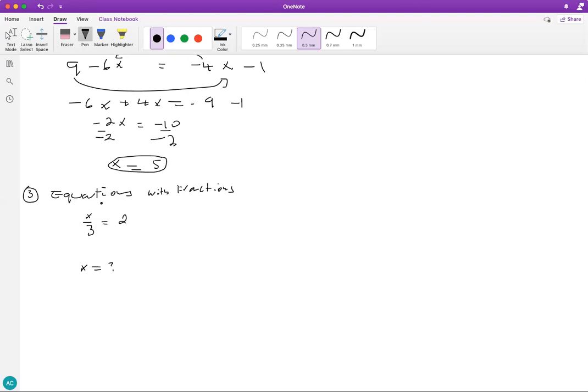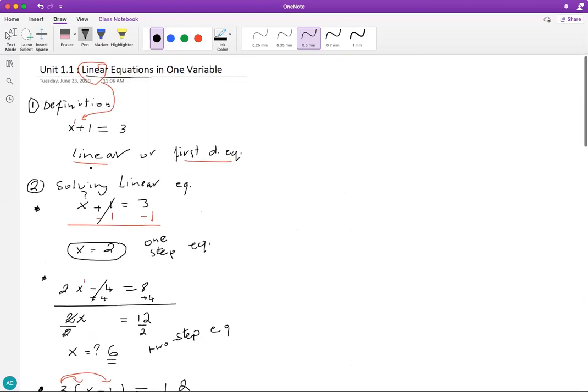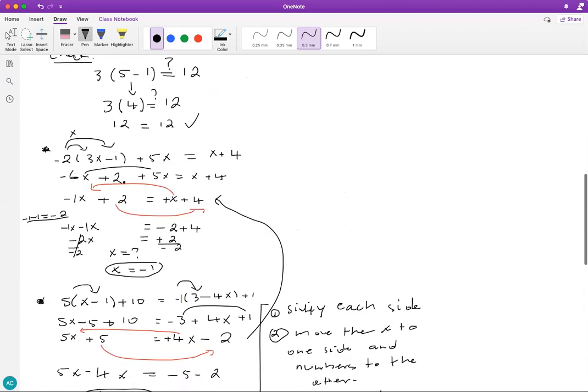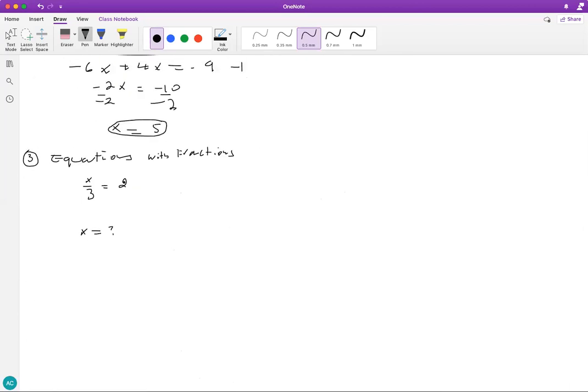All right, so equations with fractions. Now, all the equations we saw before didn't have any fractions in them, but equations may have fractions, or even multiple fractions, not just one. Take a look at this example: x over 3 equals 2.